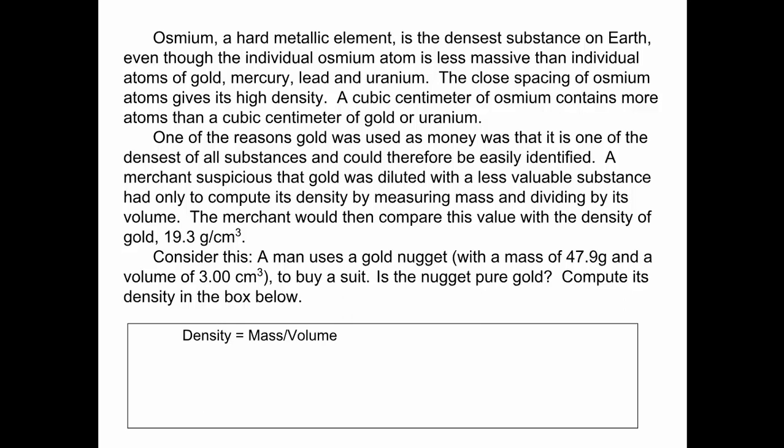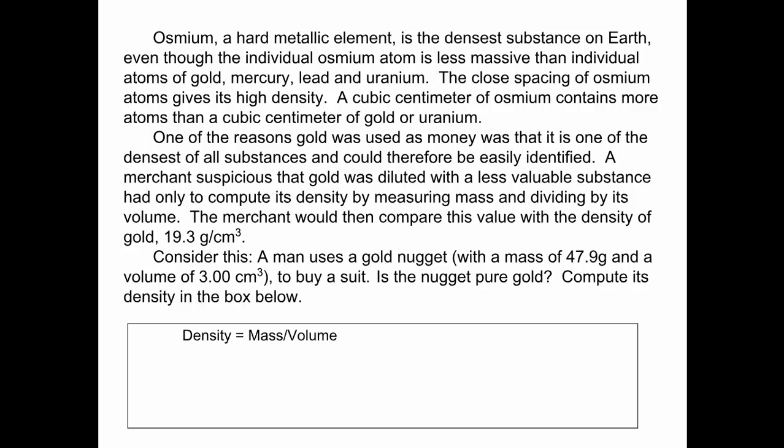Raise your hand when you arrive at an answer. So, is this gold, Edis? No. How do you know this? Because I divided... Okay. Who else has an answer and can explain?